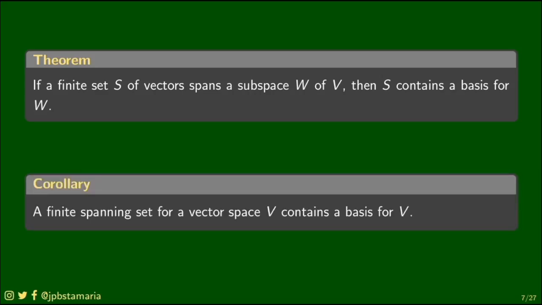And therefore, as a consequence, a finite spanning set of vectors for a vector space V must contain a basis for V. In other words, to get a basis from a spanning set, you may eliminate the redundant vectors. Okay? A spanning set may have too many vectors because of redundant vectors. If you are able to eliminate these redundant vectors, what results is a linearly independent spanning set, and therefore a basis for V.